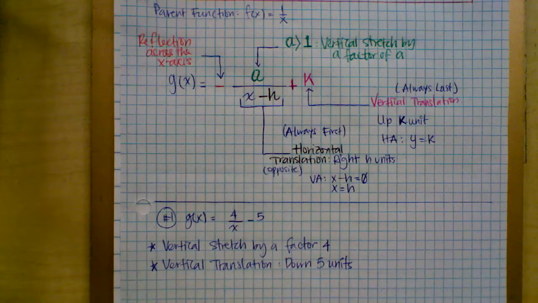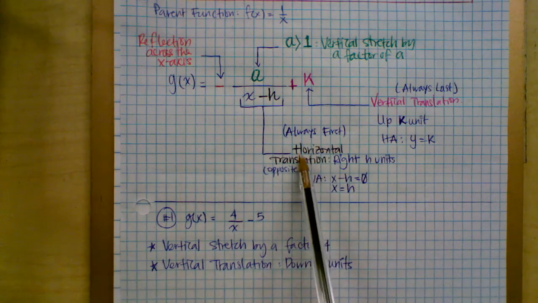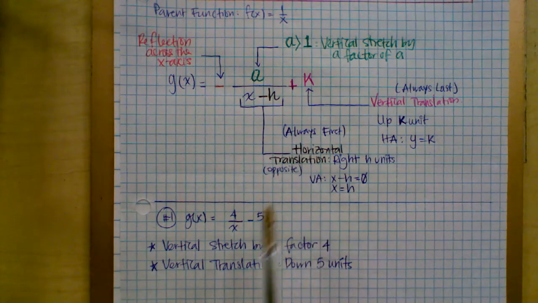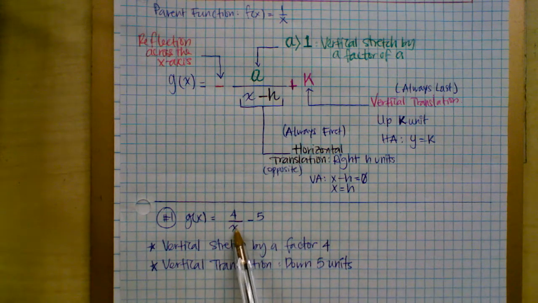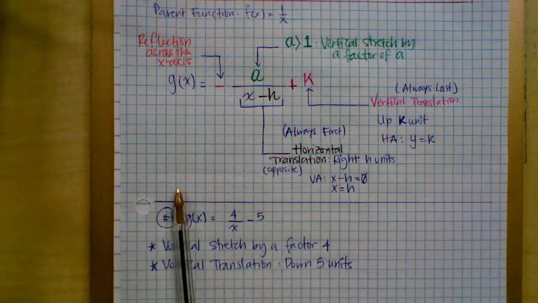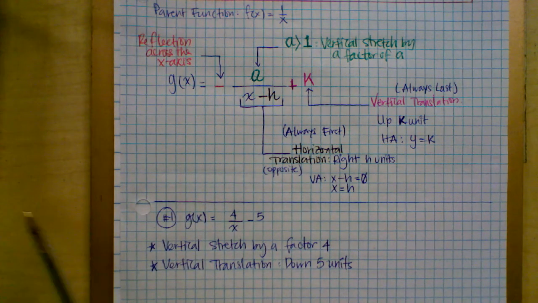Okay. So here you only have 2 transformations. If you want to start with the, I said earlier that the horizontal translation always starts first. We don't have any number being added or subtracted to the x. So there's no horizontal translation. The parent function has not been shifted to the left, neither to the right. Okay, there's no horizontal translation.